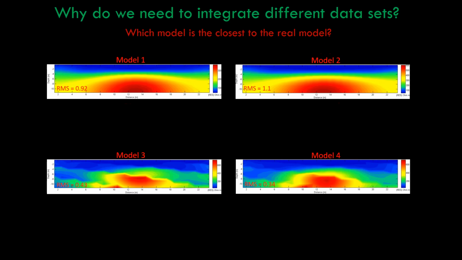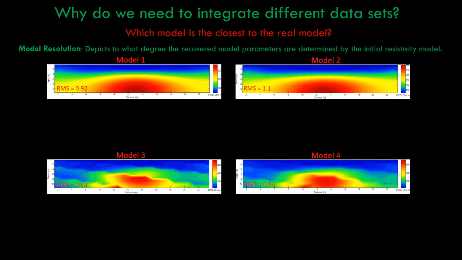We will address this question using the first 4 models belonging to our resistivity code. To assess the quality of the models, first we need to calculate the model resolution. Model resolution indicates to what degree the recovered model parameters are determined by the initial resistivity model.